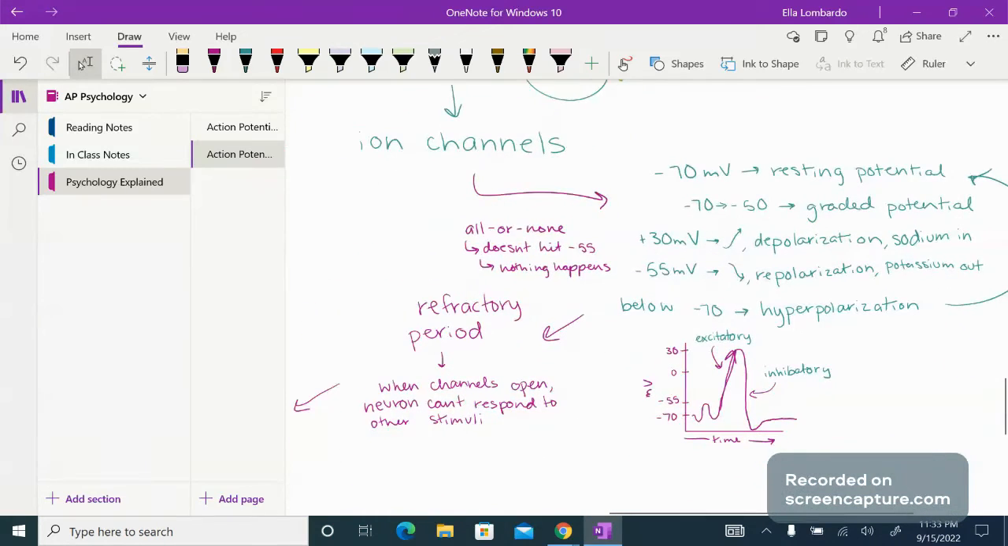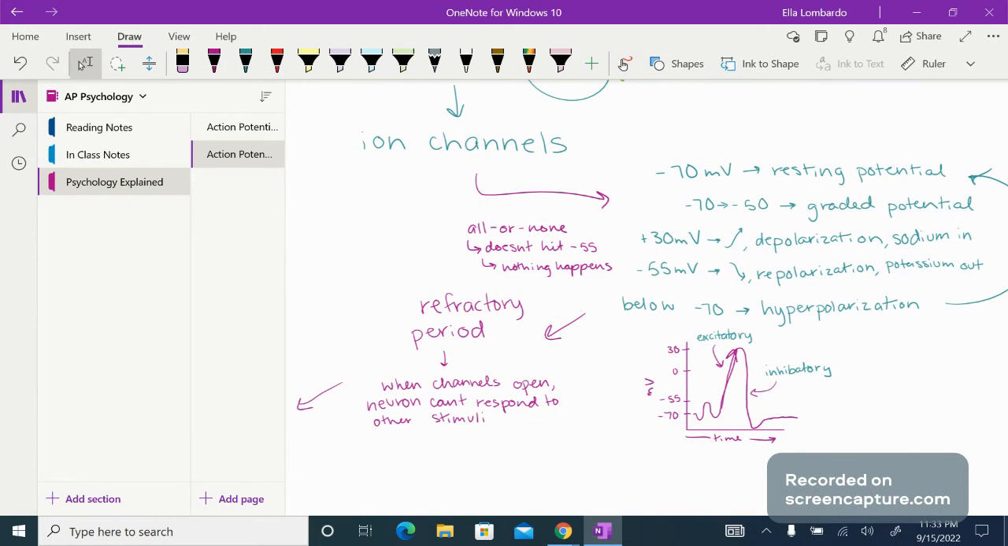And then finally, we have our actual action potential. Negative 70 millivolts is that resting potential. Negative 70 to negative 50 is graded potential. Positive 30 millivolts is when our graph is going all the way up and it's depolarization. All of the sodium is rushing in. Negative 55 millivolts is when our graph is going back down. It's repolarization, and all this potassium is coming out. And then finally, below negative 70 is hyperpolarization. The potassium got a little bit too excited.